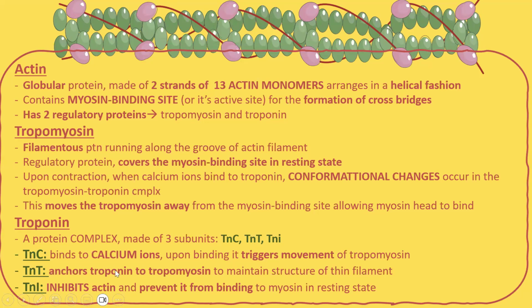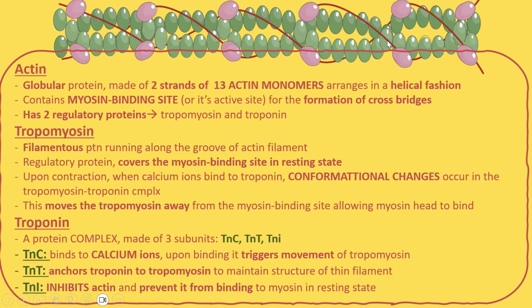TNT is going to bind to tropomyosin. As you can see here, this is the tropomyosin, the red filament. This is the troponin, and the part that is binding to tropomyosin is called the TNT. The last subunit is called TNI, and I here stands for inhibits. What does it inhibit? It inhibits the actin.